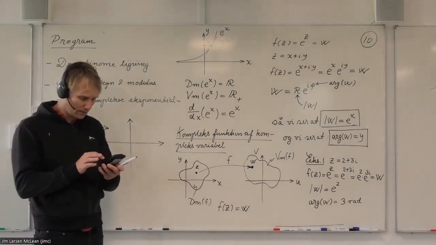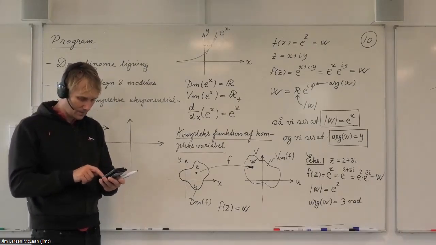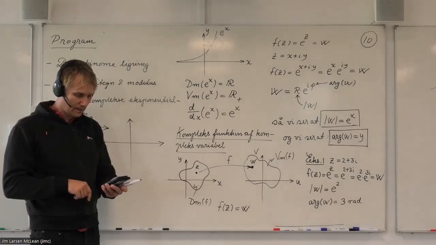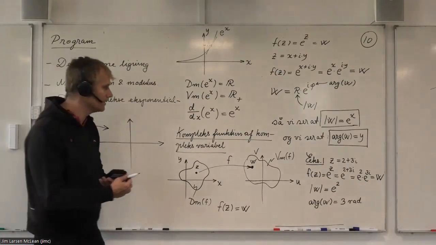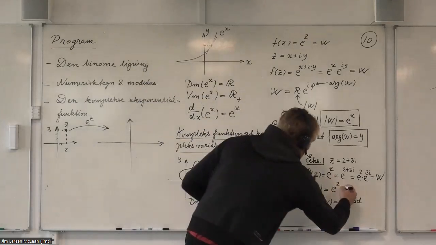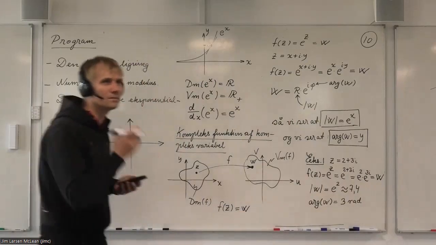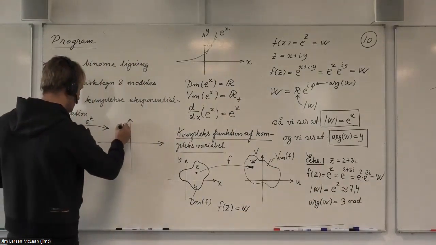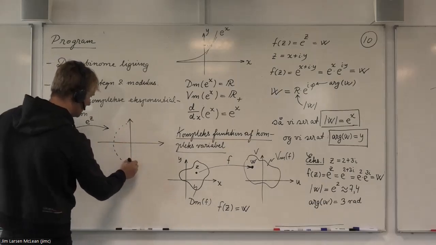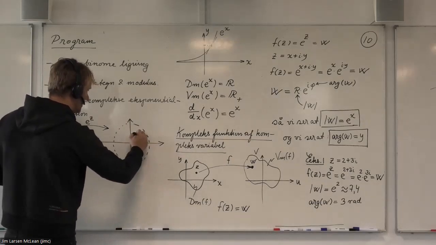So I'll do the math right here. e to the power of 2 comes out to 7.389, but let's just say 7.4 to have a figure, roughly 7.4. So I need to draw a circle with a radius of 7.4, which I imagine is right here. So this distance right here is 7.4.